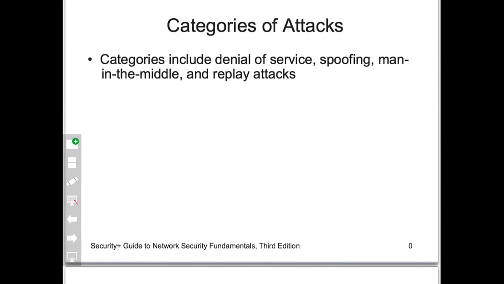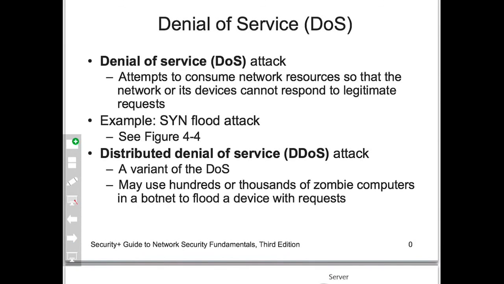Categories of attacks on networks include denial of service, spoofing, man in the middle, and replay attacks. Denial of service is an old school attack, one of the very first attacks that happened on networks, and basically it's where it blocks all the resources, shuts the service down, users can't get anywhere, can't do anything.